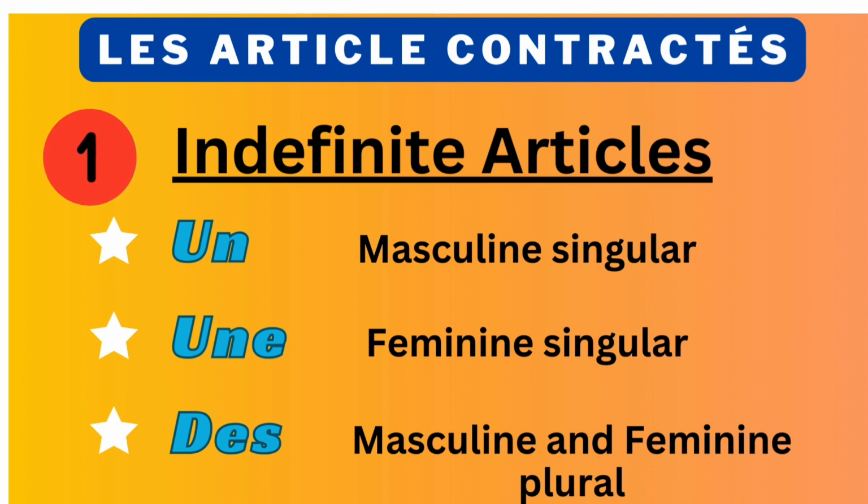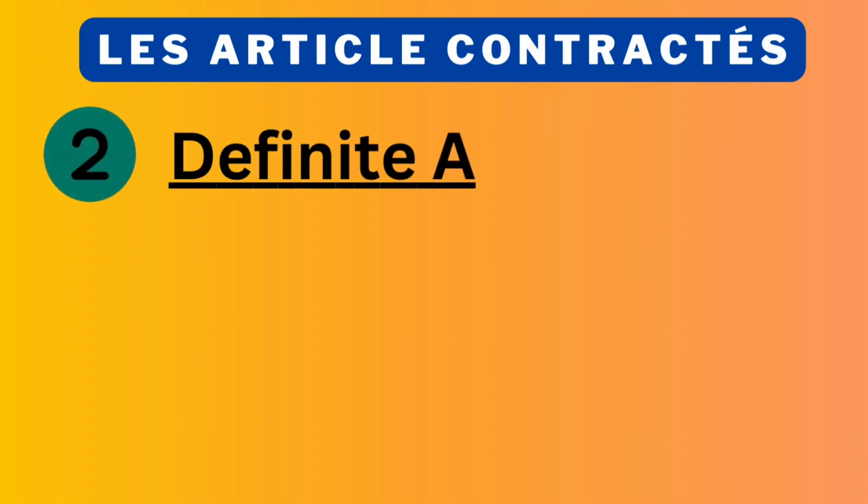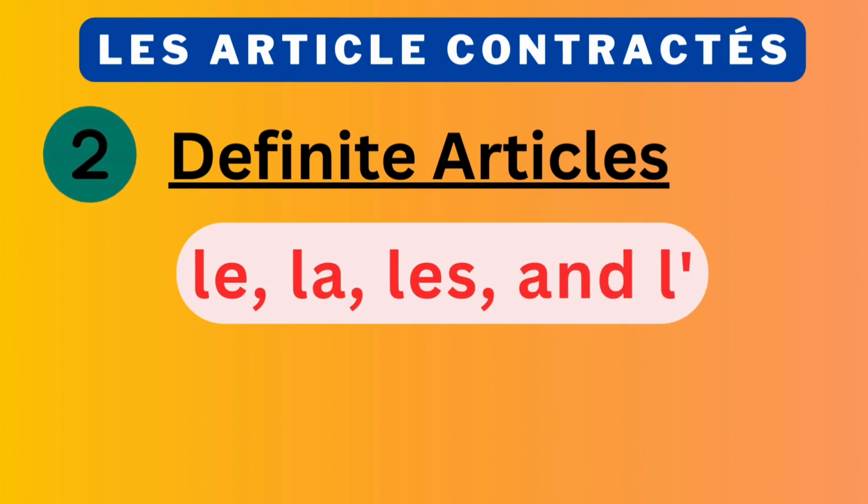The second type of article is the definite articles. In French, they are le, la, les, and l' apostrophe, all of which mean the. If you don't know what definite articles are, I am dropping the link again below. You can watch it there.